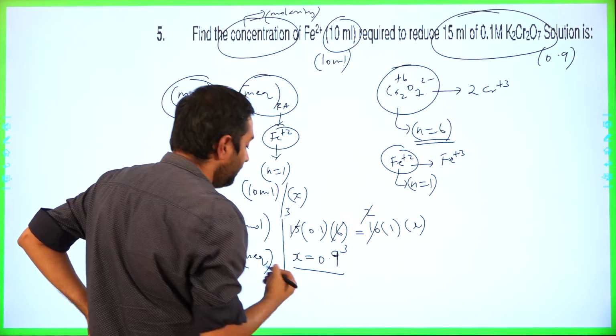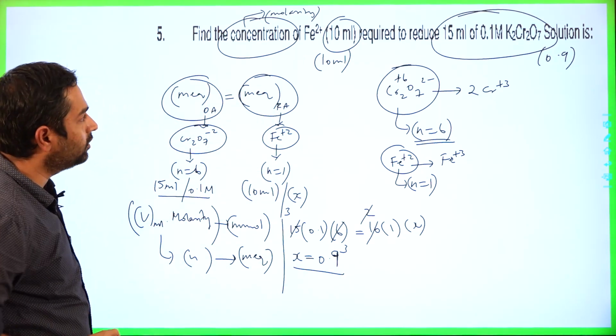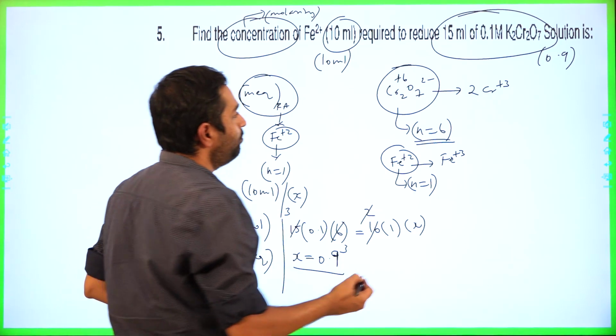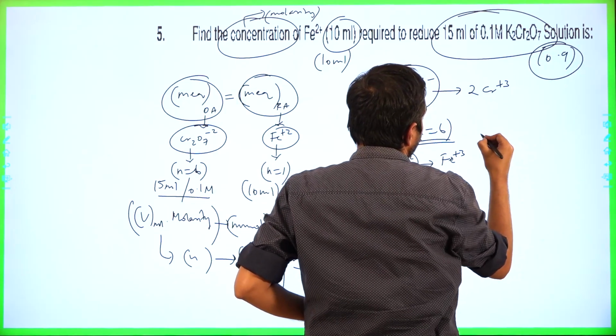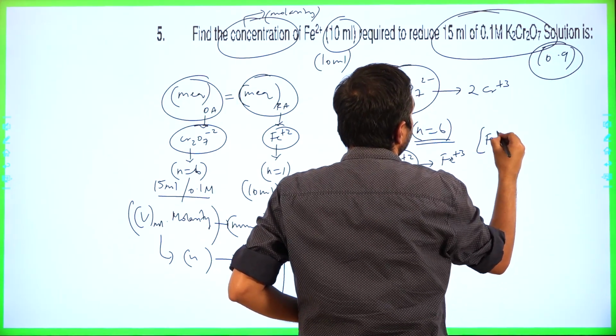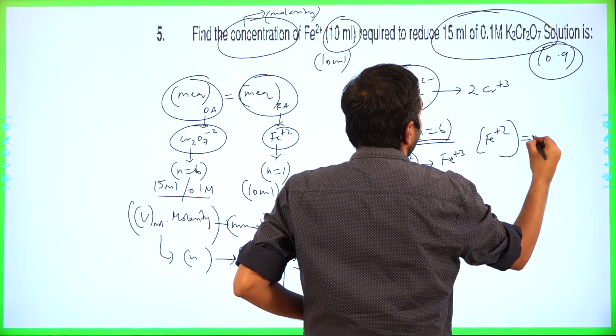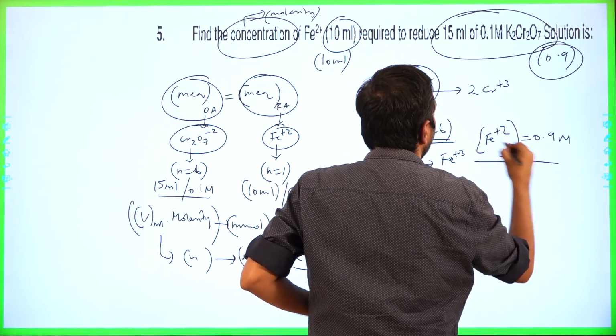So the answer for this concentration works out as 0.9. The concentration of iron +2 is going to work out as 0.9 molar.